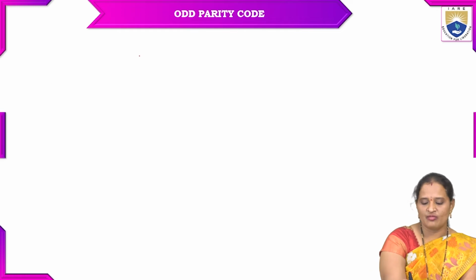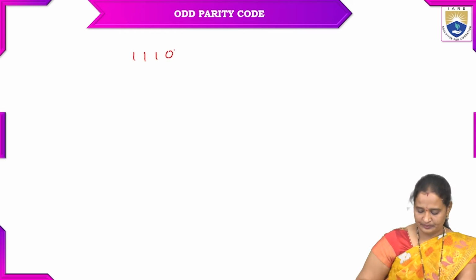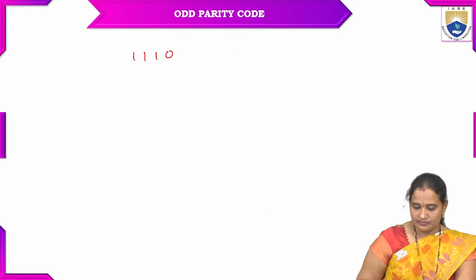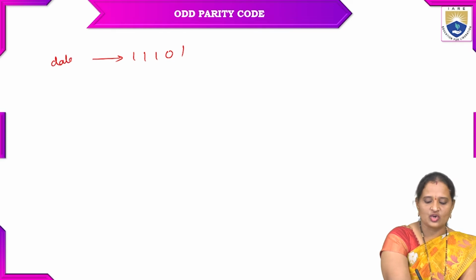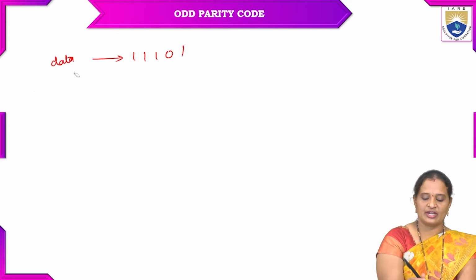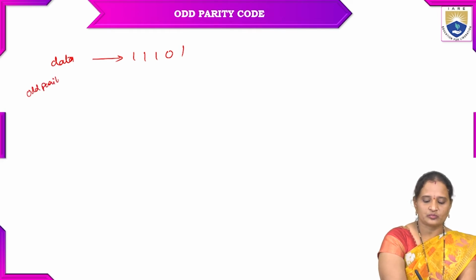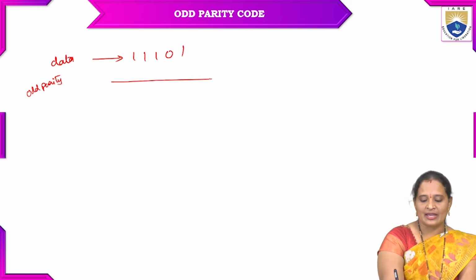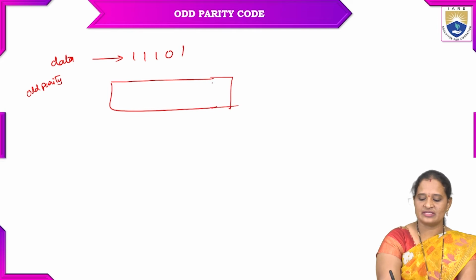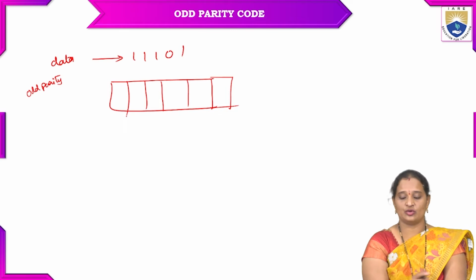So for example, we will take the same data 1 1 0 1 1 0 1. This is my message, or data. Now I want to generate an error detecting code by using odd parity. Okay, so what should we do here? We need to add an extra bit along with the message. Now I am adding an extra bit to the LSB side.